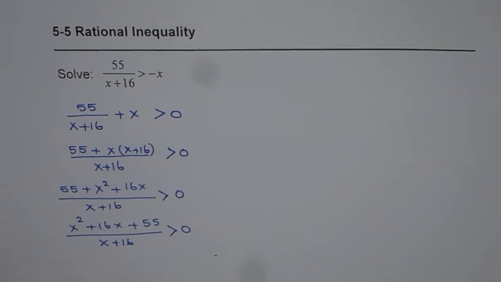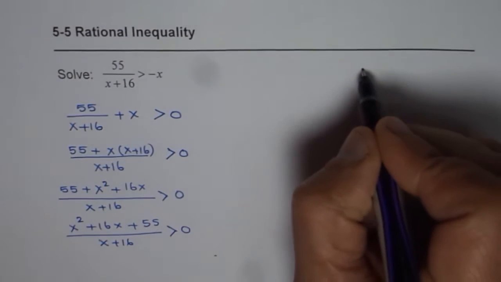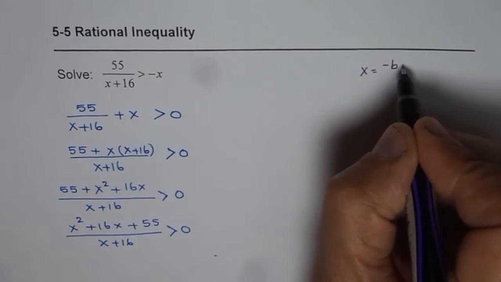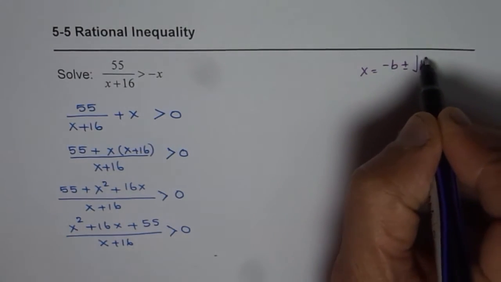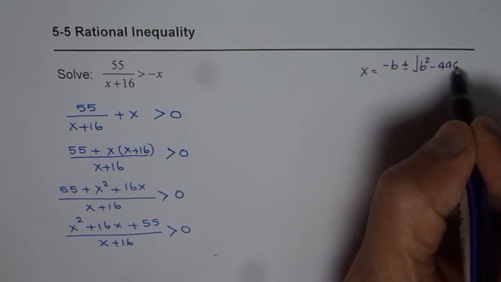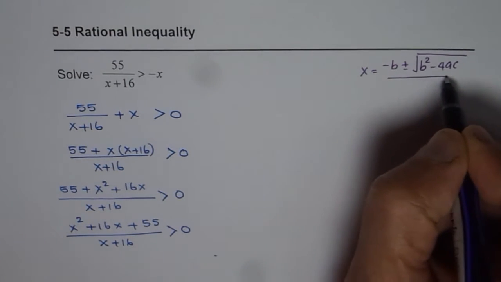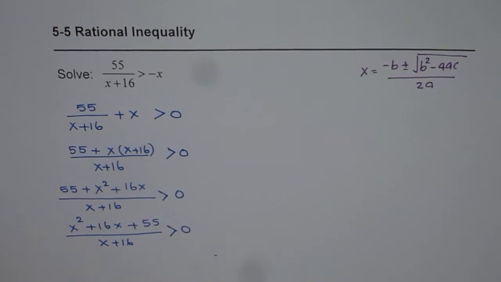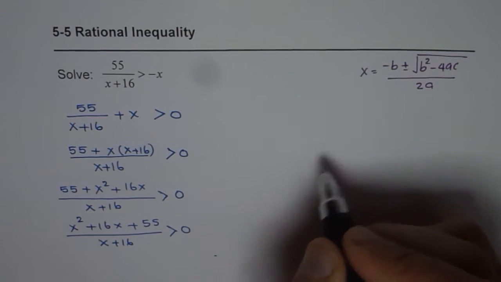Now to factor numerator, at times it may be difficult to get product and sum. My suggestion here is use quadratic formula, right? Quadratic formula is x equals to minus b plus minus square root of b square minus 4ac divided by 2a, right? So use quadratic formula and get your factors. That is my suggestion for this kind of a question, right? I'll also teach you a method of factoring, but that is better.